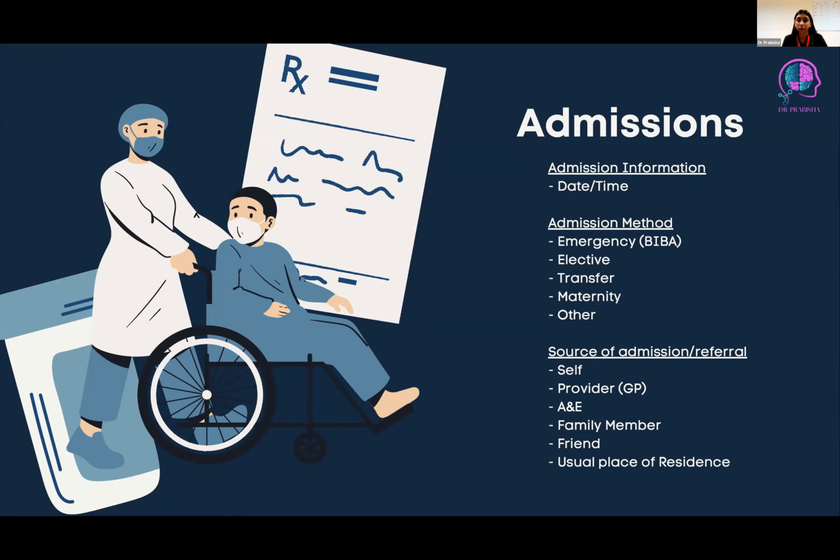Usual place of residence is very common. So this could be a care home, a nursing home, assisted living, a flat where there's a warden that looks after mostly the older people. And they felt like the patient is not doing very well, or the carer that comes to their house felt like there's something wrong and there's an infection or something. So they bring them in and they say, you know, this person needs to go to the hospital.